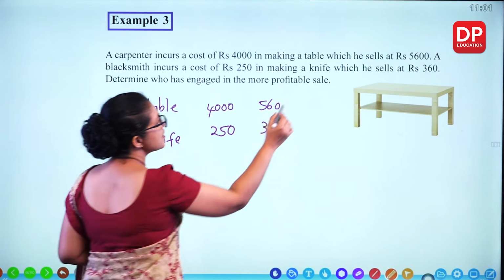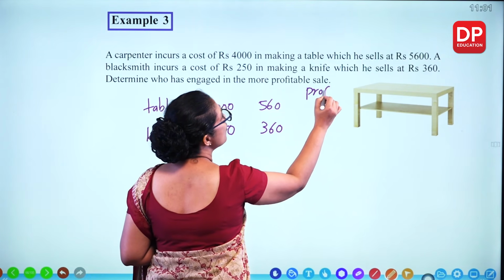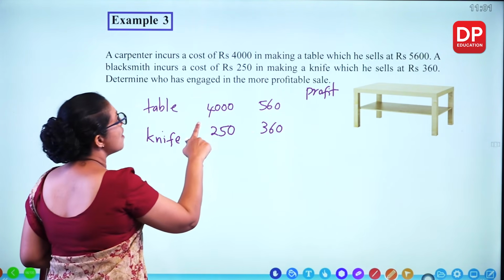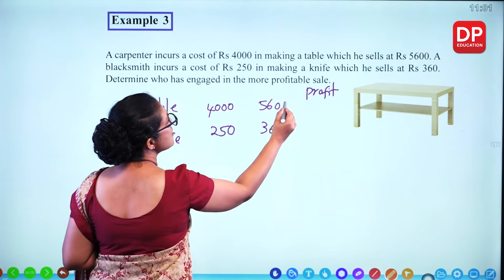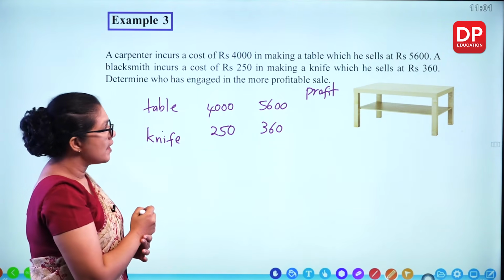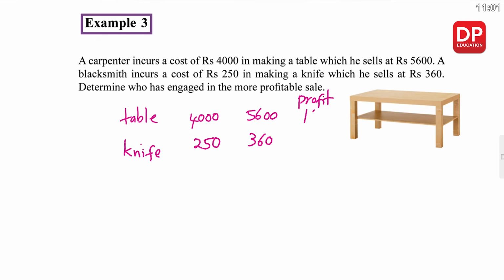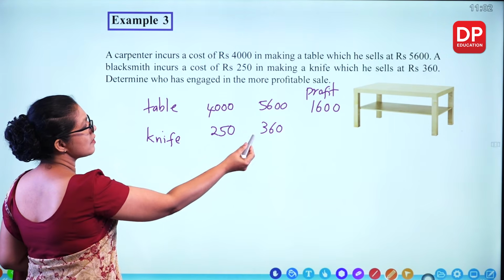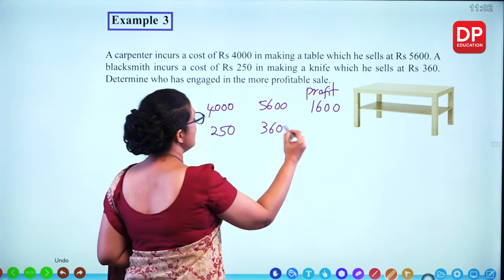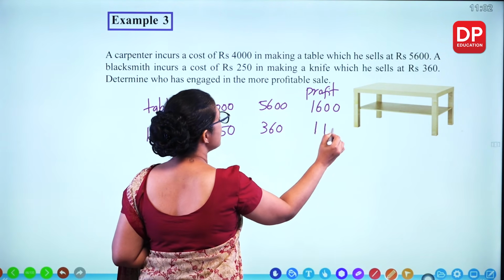So what's the profit? Profit in both cases. This is 5,600, so 5,600 minus 4,000, you get 1,600 profit. So what's the profit here? You get 110.